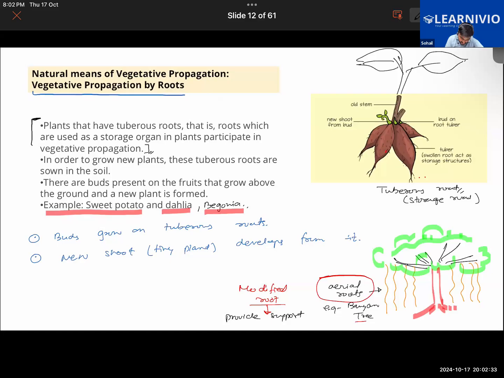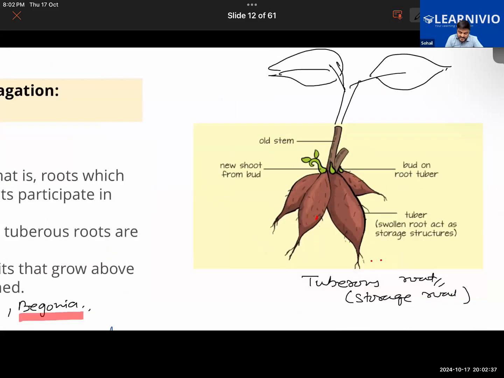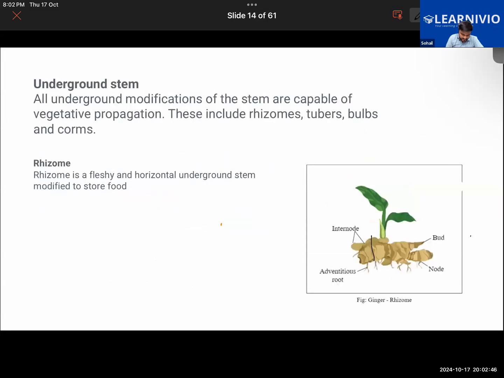Initially, it will be very small, like as you can see here, this is very small. And as it grows further, tiny leaves will start to emerge from this, and later on, it will develop into a big plant. Hope that is clear.